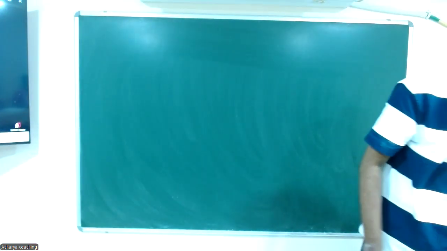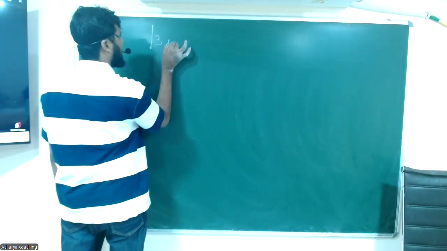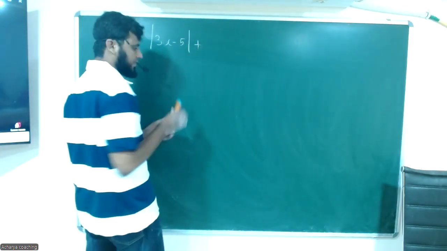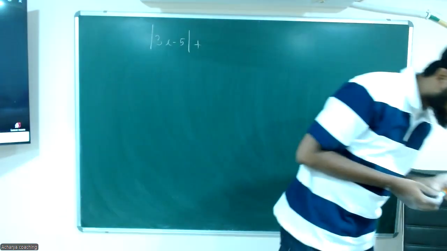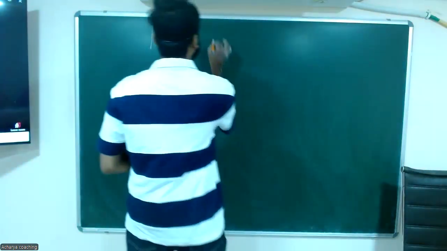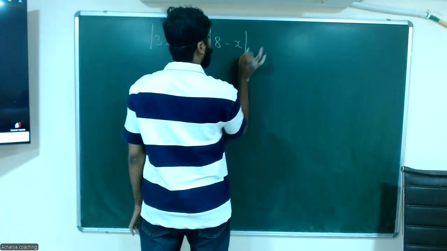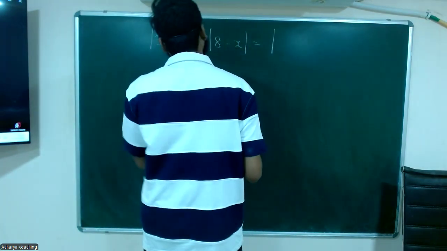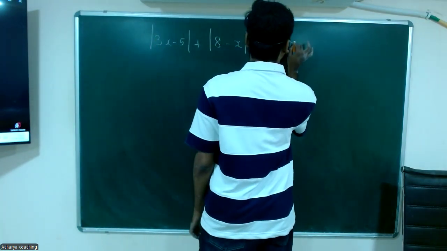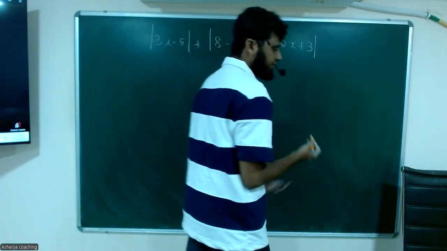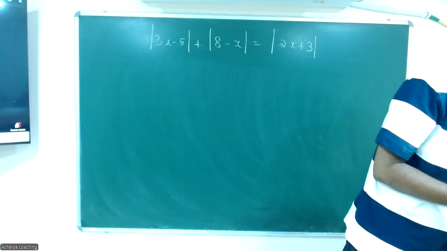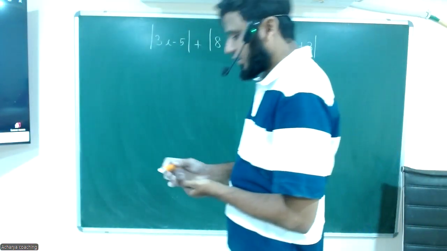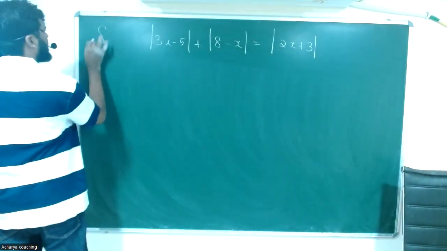So I'll take one question. Modulus of 3x minus 5 plus modulus of 8 minus x is equal to modulus of 2x plus 3. Okay, I have to solve this.